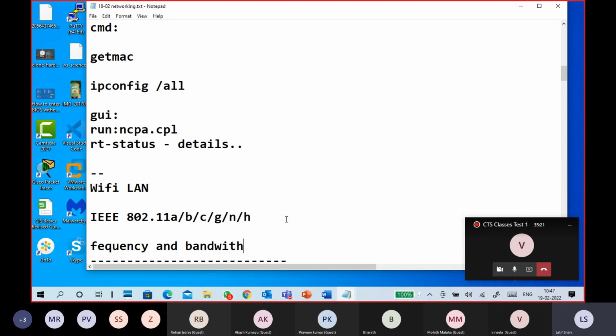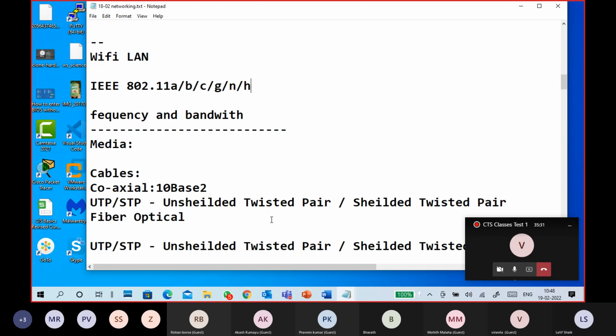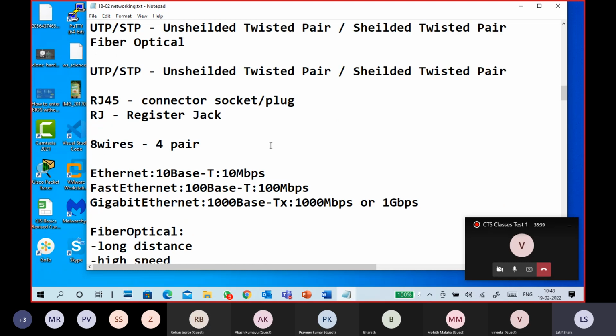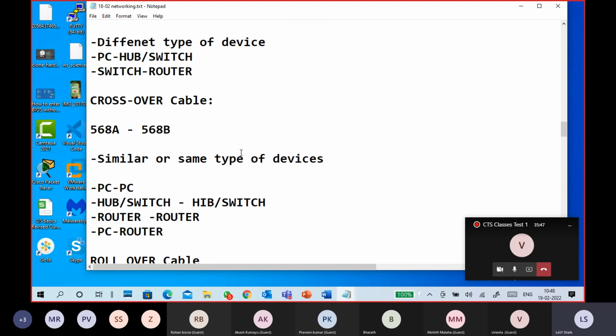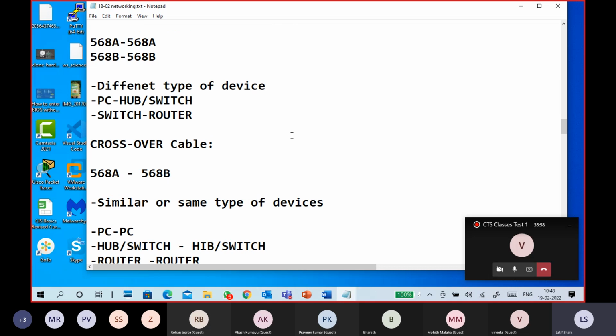Okay, Wi-Fi LANs have a different naming structure. See, 802.11 means wireless network. 802.3 means Ethernet. 802 means networking related. Different types of cables we are using: coaxial cables, twisted pair cable, fiber optical cables. In twisted pair cable: unshielded twisted pair cable and shielded twisted pair cable. While connecting twisted pair cable from one system to another, we use a straight cable, crossover cable, or rollover cable, from one device to another device.